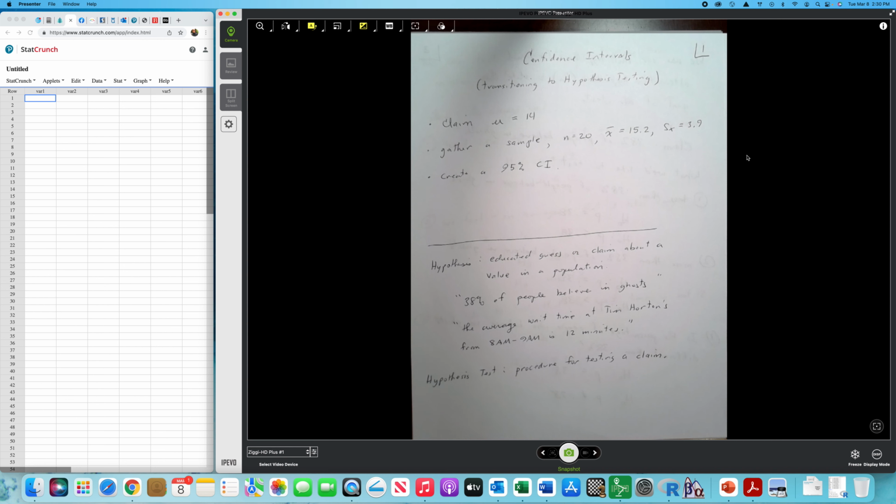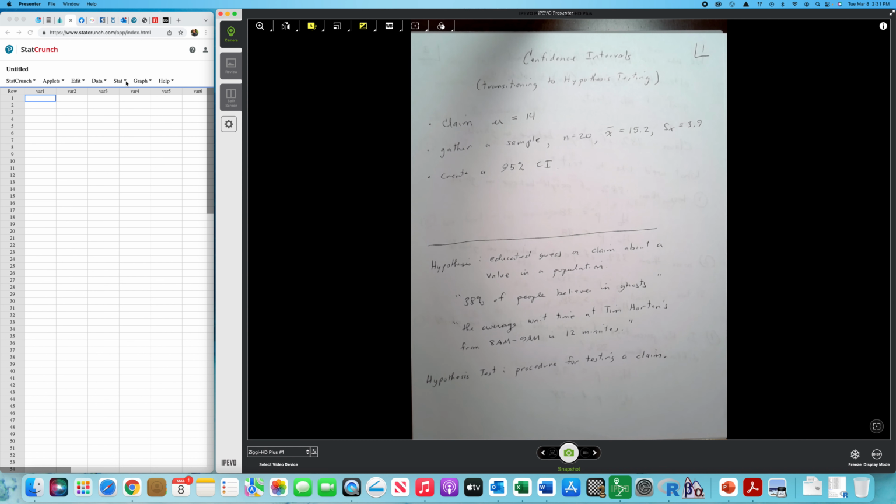What I like to do when I teach something, especially when the concept is a little challenging, is to embed it in something that we already know how to do. And since we just kind of wrapped up confidence intervals, let's think about what I've presented above the line here. So if we have a claim that the population mean value is 14, what we may consider doing is going out, gathering a sample. I've just said, we have a sample of 20. We end up getting a resulting sample mean of 15.2 and a standard deviation for the sample of 3.9.